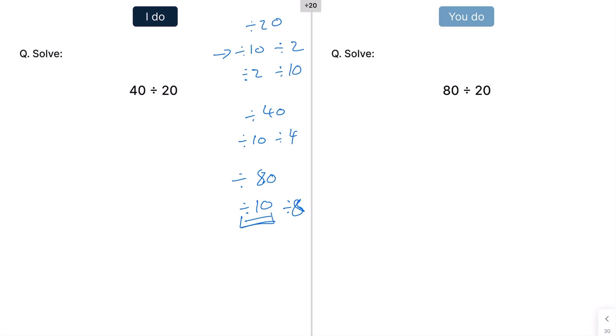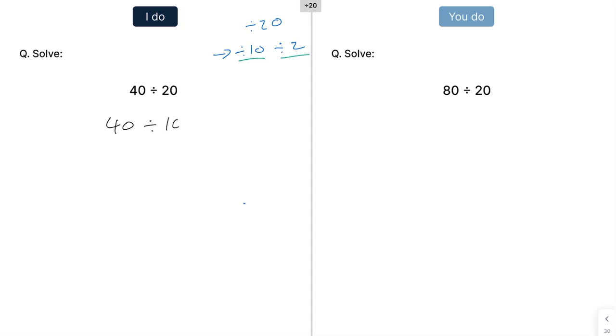With 10, all you do is hop the decimal once. So, rubbing some of this stuff off here. If you look at this first one, we're dividing by 20, but we're going to take this approach. We are first going to divide by 10 and then by 2. So we do 40 divided by 10. That gives us, hopping the decimal once, 4. And now we're going to do 4 divided by 2, and that is now 2.